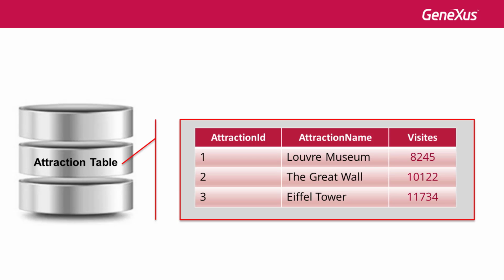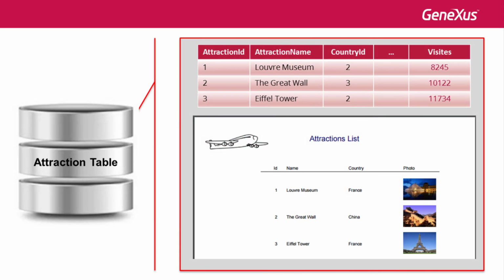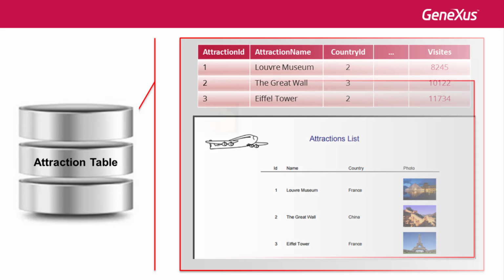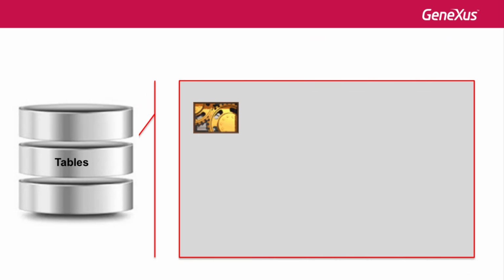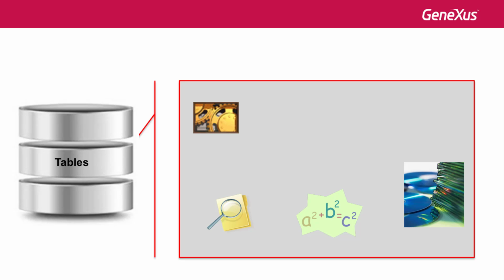Or, navigate a table and print all its data in a PDF list ordered by some criterion. Also, define specific processes that contain searches, calculations, and database updates, and print that information.